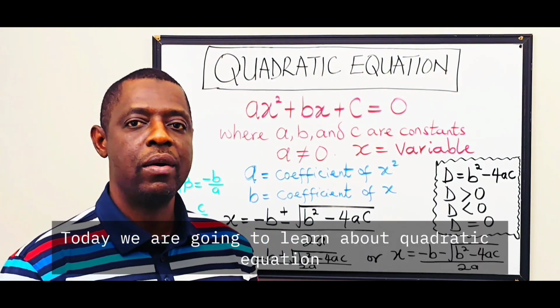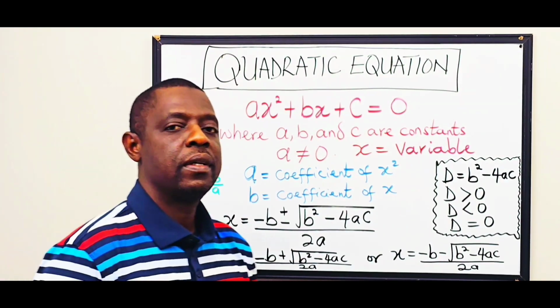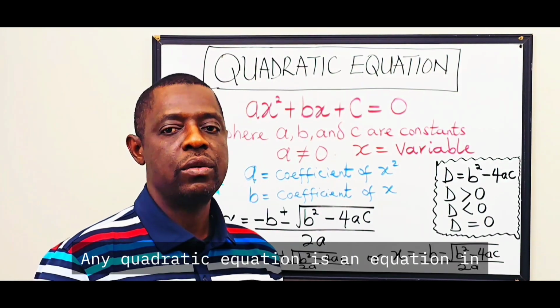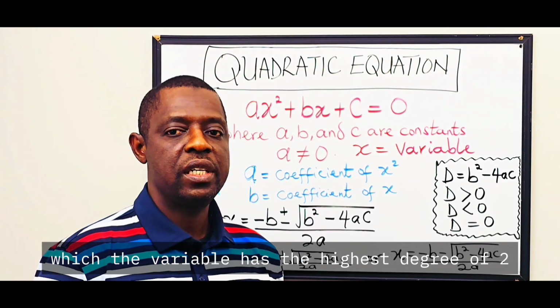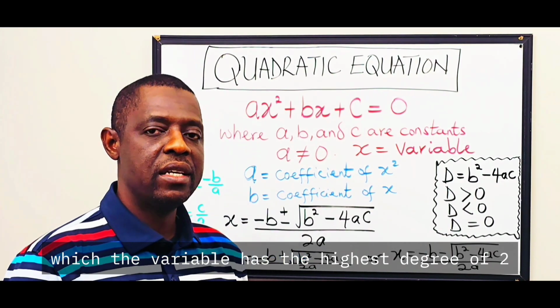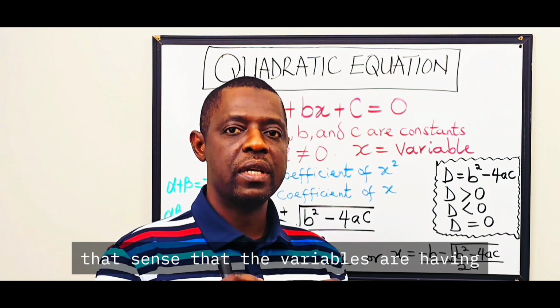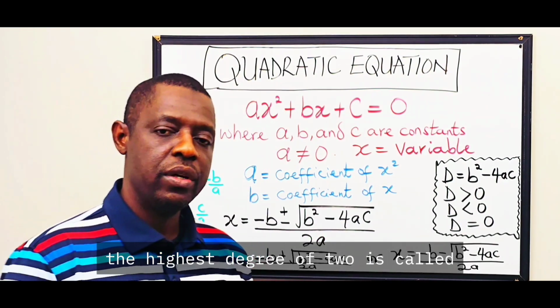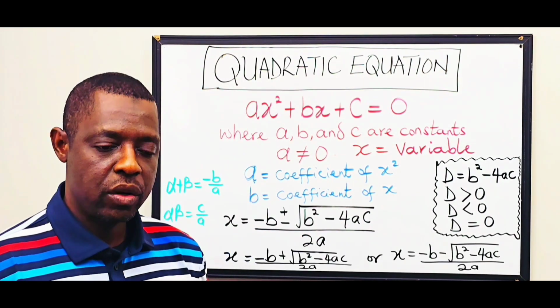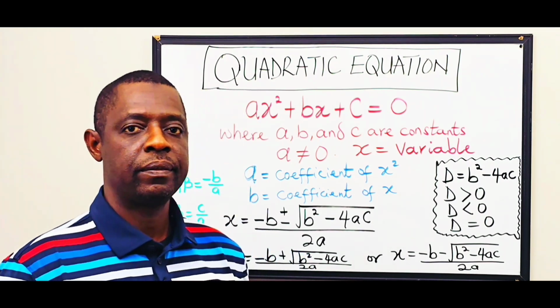Today we are going to learn about quadratic equations. Any quadratic equation is an equation in which the variable has the highest degree of 2. Any equation in that sense, where the variable has the highest degree of 2, is called a quadratic equation.